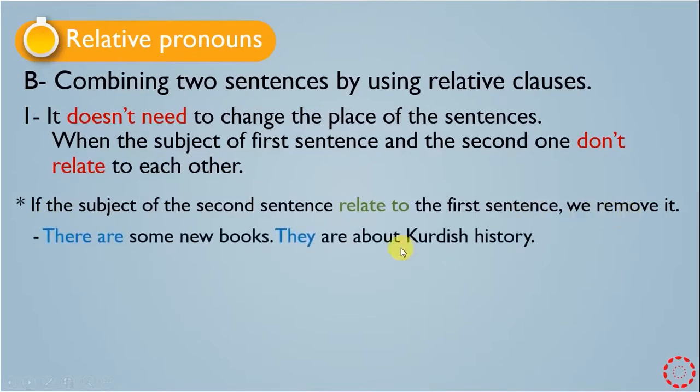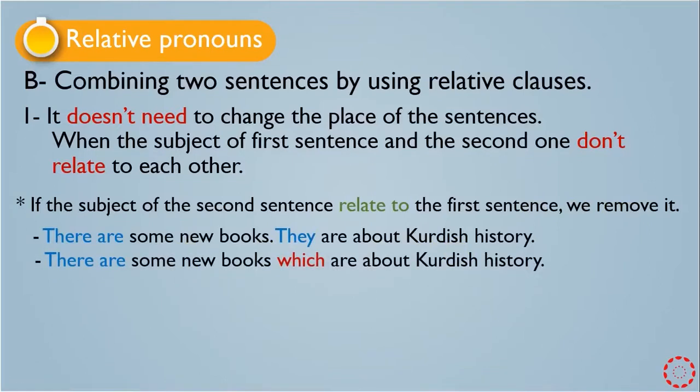Look at this example. There are some new books. They are about Kurdish story. In this example, we combine these two sentences by using relative pronouns. We say there are some new books which are about Kurdish history. Because in these two sentences, the subject of the first sentence and the second one are related to each other. That's why when we combine these two sentences, we can remove the subject of the second sentence.